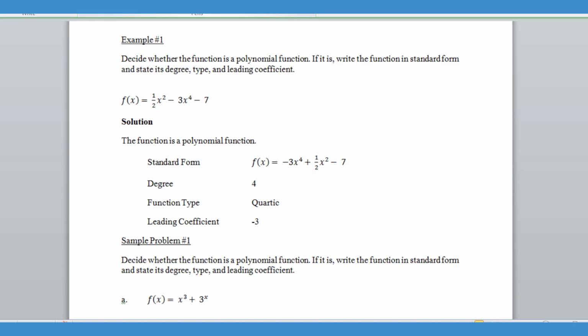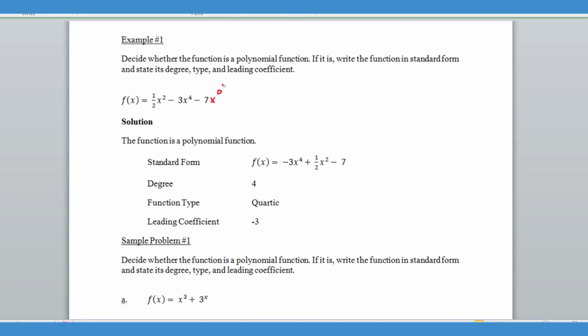You can look at example number 1 and you can see that we have a series of exponents. They all seem to be whole numbers, and if you remember, 7 is a constant value, so that's understood to be x to the 0. So that tells us that we are dealing with a polynomial function. However, to write it in standard form, it must go from the highest degree value or highest exponent value down to the lowest exponent value. So we need to rearrange these.